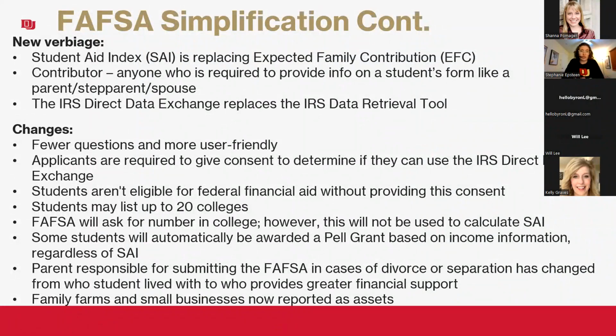So that's totally changed. The parent that is responsible for submitting the FAFSA in cases of divorce or separation has changed from who the student lived with to who provides the greater financial support for that student. So that's a big change. Family farms and small businesses are now reported as assets as well.